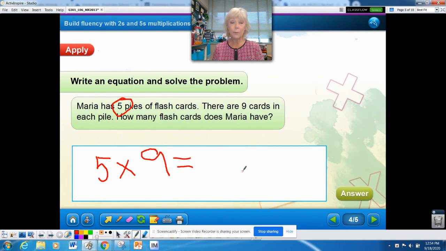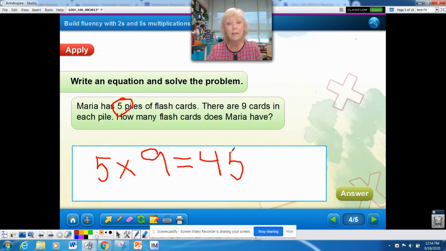And can you remember how we are going to find the solution for 5 times 9? We want to build fluency, so eventually you're going to start remembering these, but use your 5 count bys. So we have 5, and we're going to count them 9 times. So 5, 10, 15, 20, 25, 30, 35, 40, 45. Okay, so 5 times 9 is, what did I just say it was? Oh, 45, you're right. Thank you.